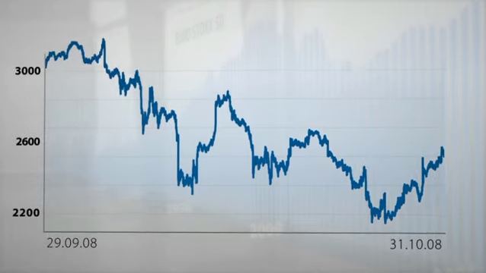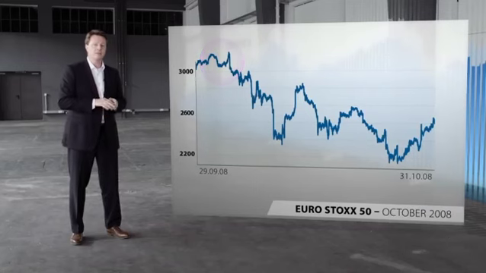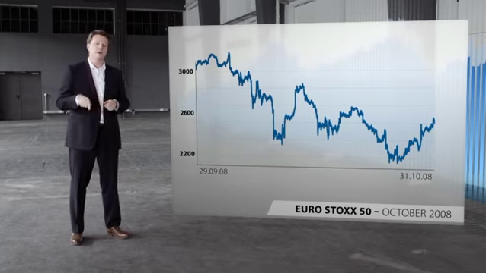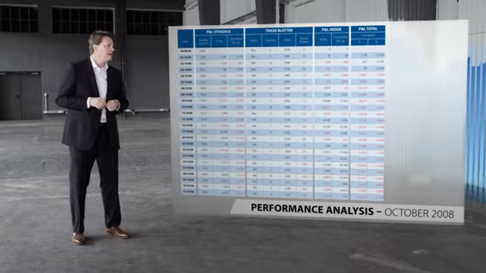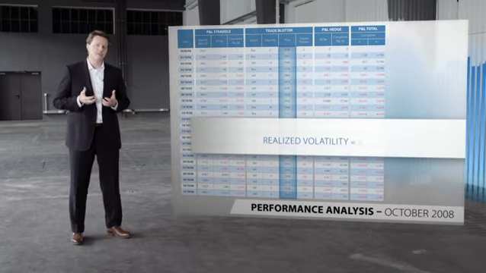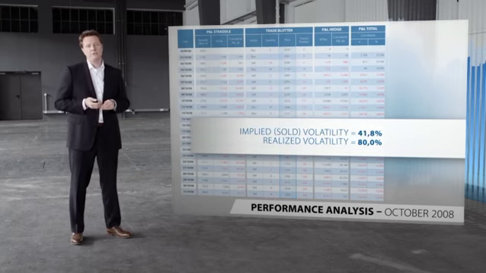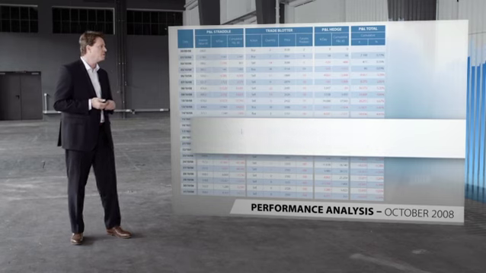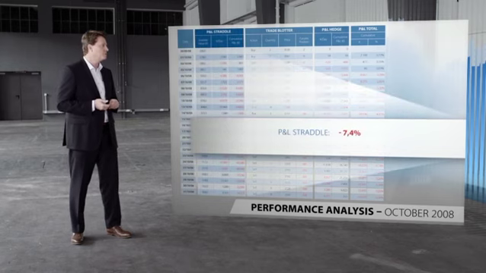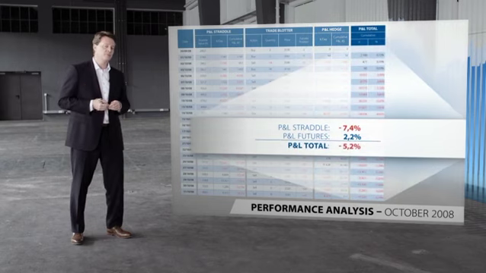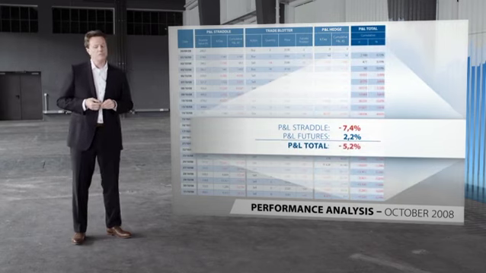If you think September was bad, wait until you see October. The month actually begins well, with the TARP fund being announced on the 3rd of October. Nevertheless, the market breaks down again as the Lehman crisis now develops into a global trust crisis, infecting more and more markets. In October, the realized volatility we observed in our hedge portfolio was 80%, but we had sold implied volatility at 41.8. Clearly, we again lost money in this month. 7.4% is the loss in the straddle, and in the hedge portfolio we actually made a small profit of 2.2, so that we net a total loss of 5.2%.